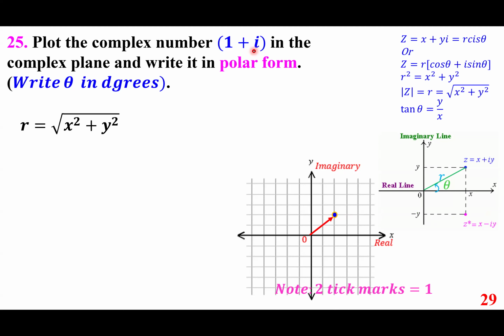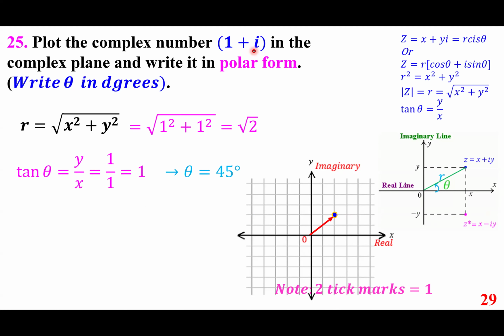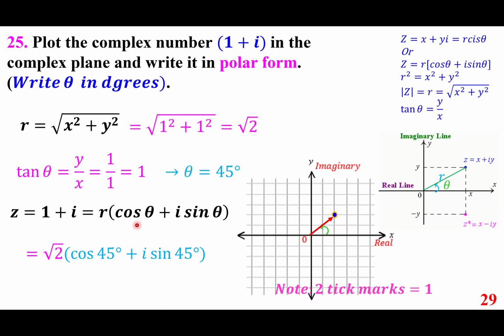r is the square root of x squared plus y squared, resulting in square root of 2. Tan theta is y over x, and it becomes 1. Theta is 45 degrees. z is 1 plus i, or r cis theta. So square root of 2 cosine 45 plus i sine 45.